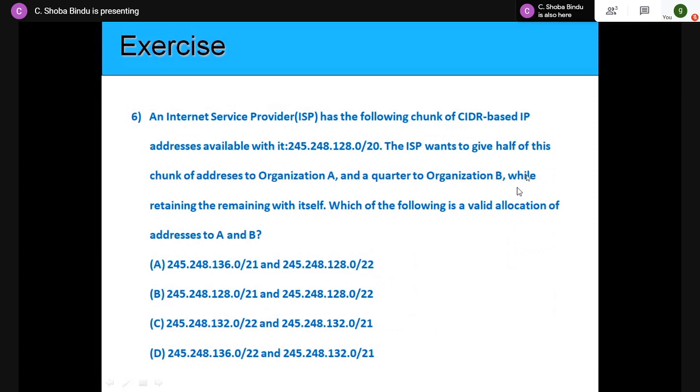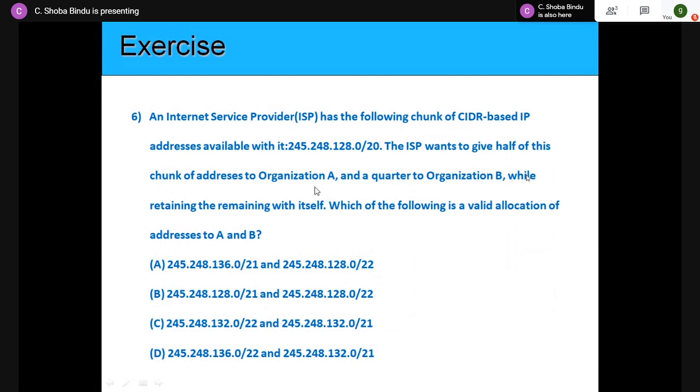And for organization B, you have a quarter of the organization. So a quarter of this, 2 to the power of 12 divided by 4, comes to 2 to the power of 10. These are the nodes that you have in this organization. So the mask will be 32 minus 10, so it will be 22. That is the mask for organization B.